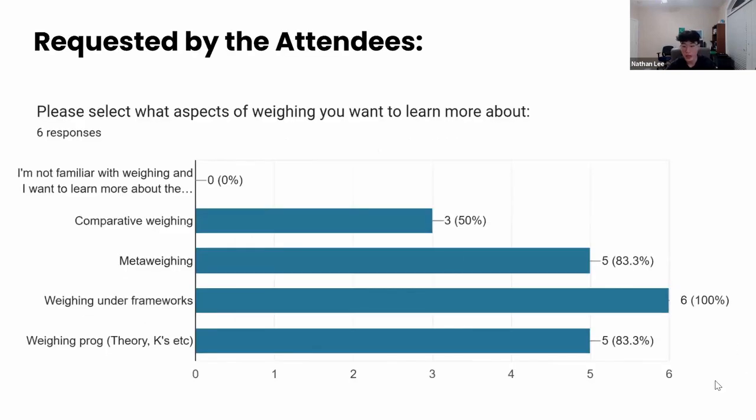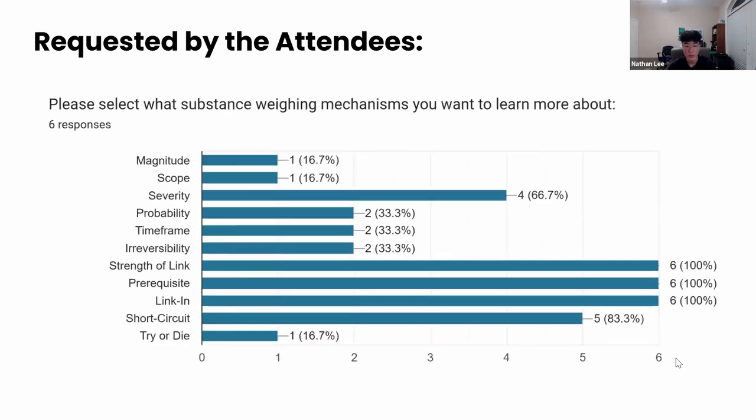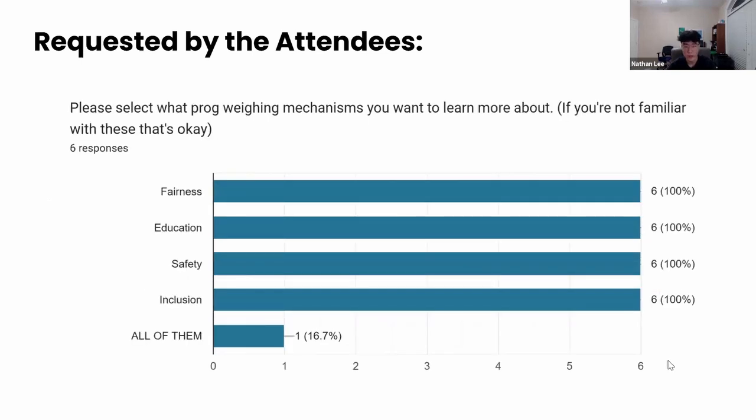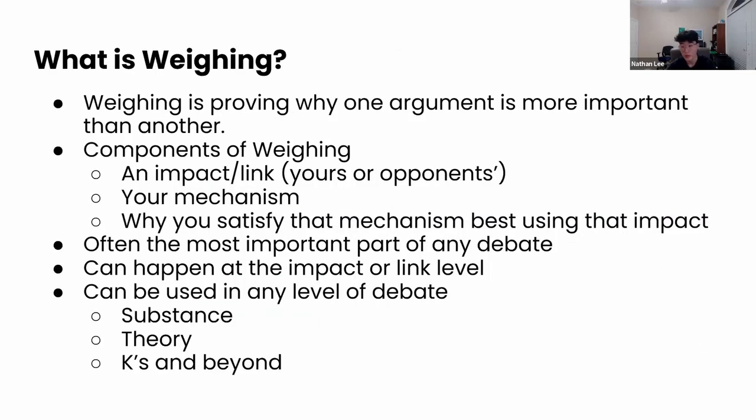Just based on what we'll be going over, based on what you guys requested: meta weighing is a really big point of interest, as well as weighing under frameworks and weighing under theories, Ks, etc. In terms of substance mechanisms, the more advanced comparative mechanisms were requested: strength of link, prereqs, link-ins, short circuits. We'll do all of that for you guys. And when it comes to theory mechanisms, everybody wanted that, so we'll do some of that as well. If there's anything else you specifically want to request, feel free to ask.